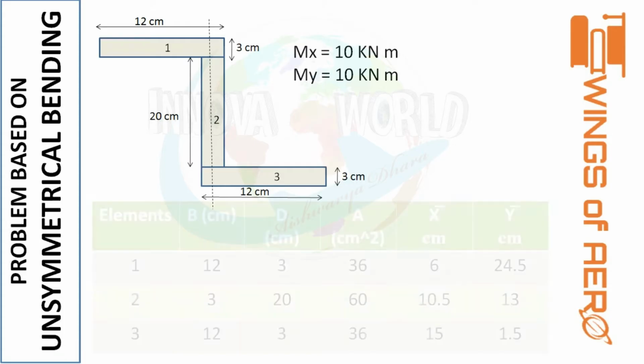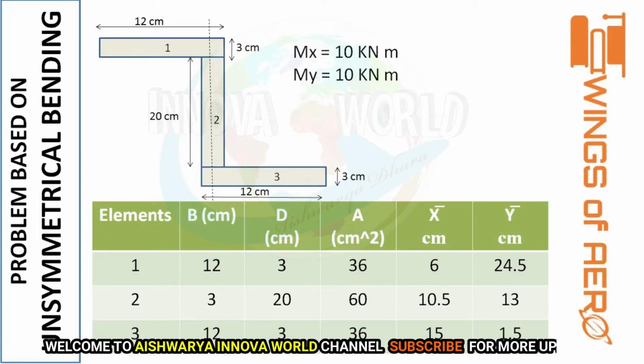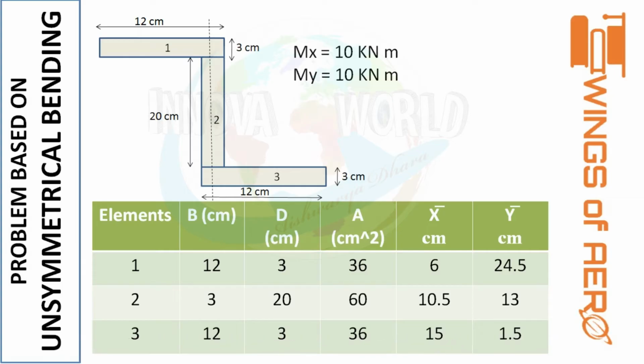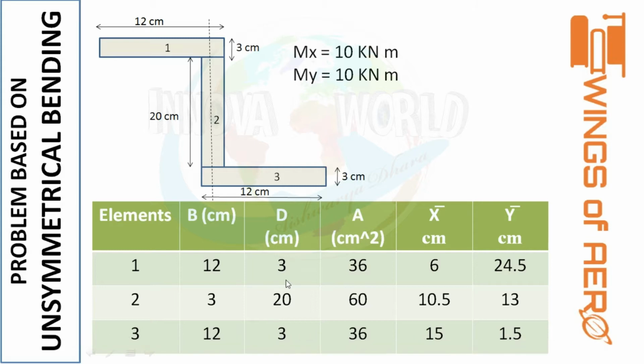In the table, we will write for each element what is the breadth, what is the depth, and what is the area and centroid. So first let's see the first element. First element is this one. What is the breadth? 12 cross 3, and area 12 into 3, we get 36.